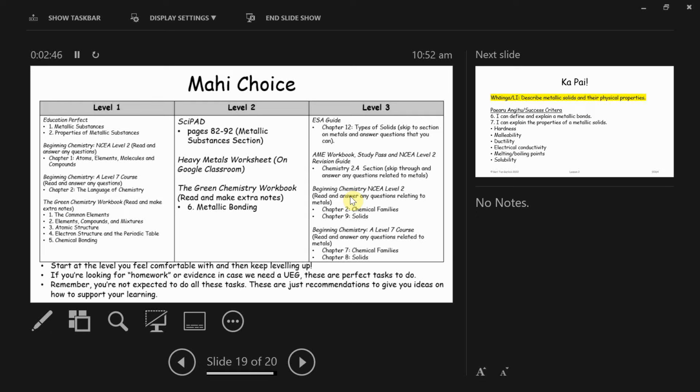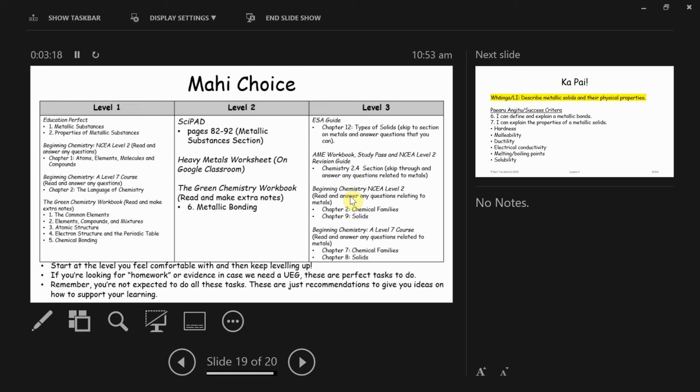There are those beginning chemistry textbooks in the back of the room. I'm happy, like I said, if you want to check anything out, like the library, just let me know what you're taking and I can write it down. The green chemistry workbooks are also in the back over there and have some good information. This is just stuff that you can do to help you. SciPad kids, you'll get it next week. There's a worksheet on Google Classroom that you can do that will reinforce what we've talked about today. Also, same thing, that green chemistry workbook in the back with the textbook.